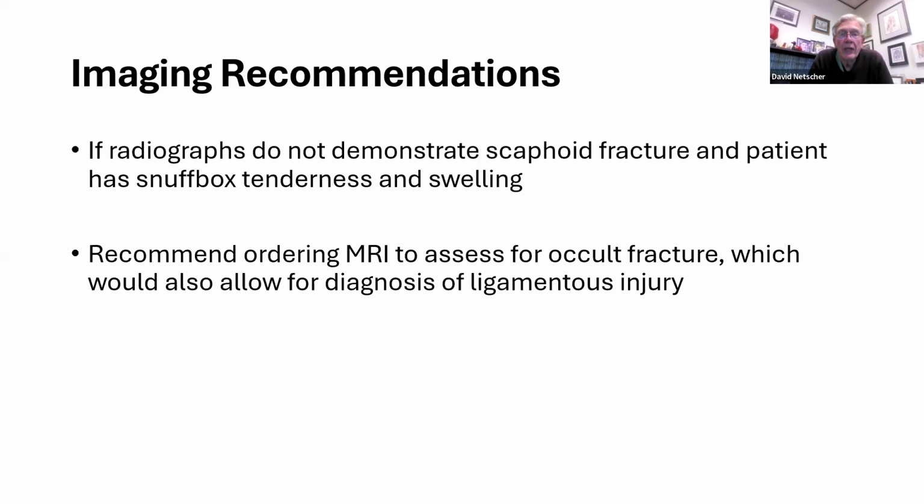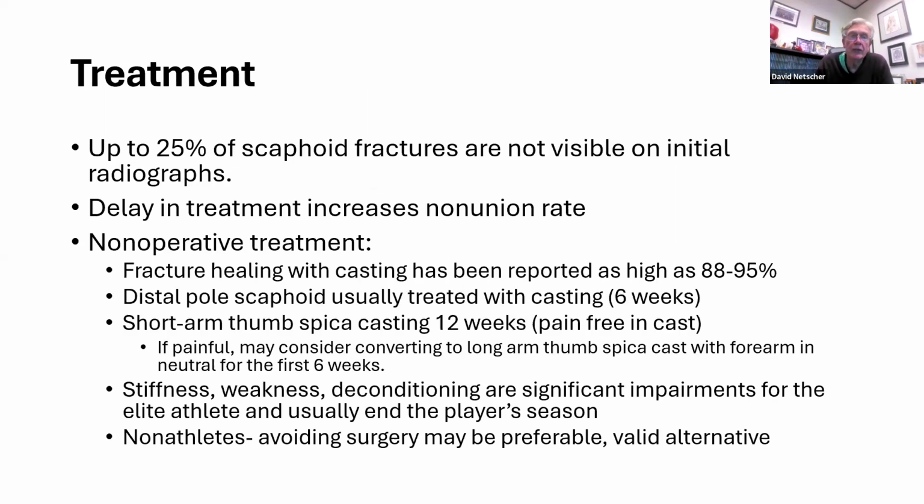So if radiographs do not demonstrate a scaphoid fracture and the patient has the clinical signs, then probably the best is to go straight to an MRI if you need to know that day, because that not only is more sensitive and specific, but also will show you soft tissue injuries.